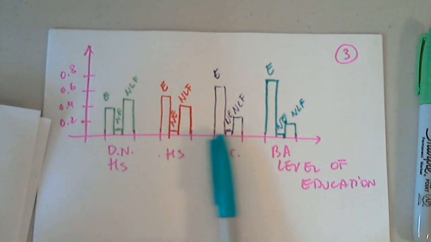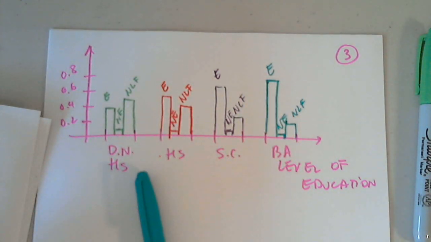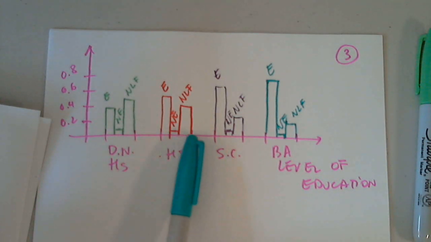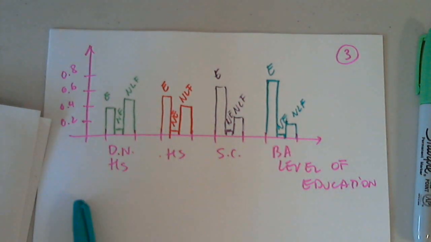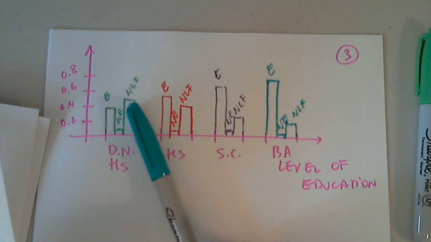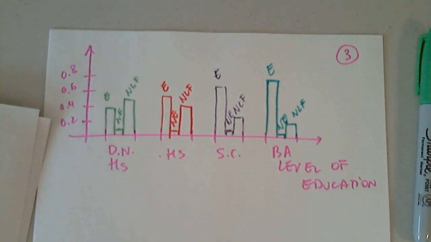The higher the education level, we can see the higher the percentage of being employed. The higher the education level, we can see even that non-employed goes down. And not in the labor force, I'm not really sure what to say about that. What does it mean per se? The problem doesn't really explain what not in the labor force means.